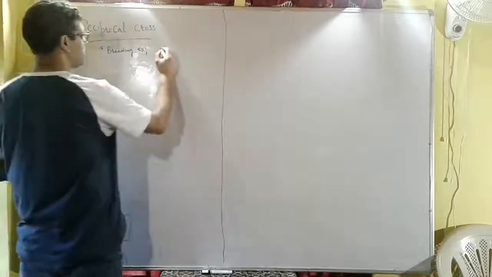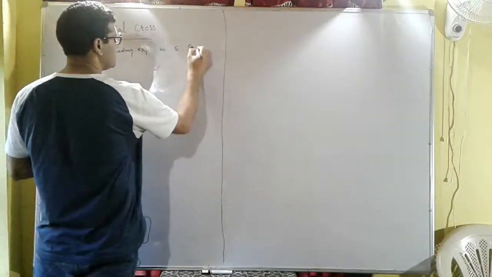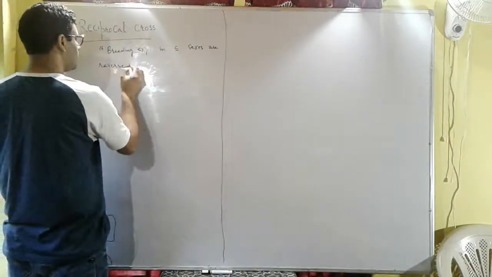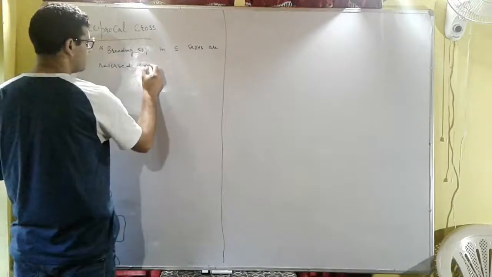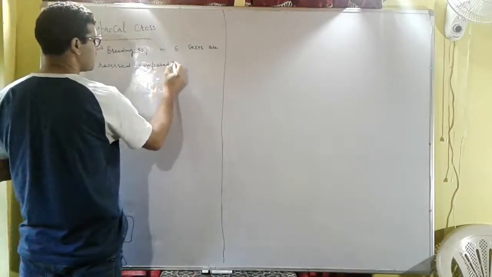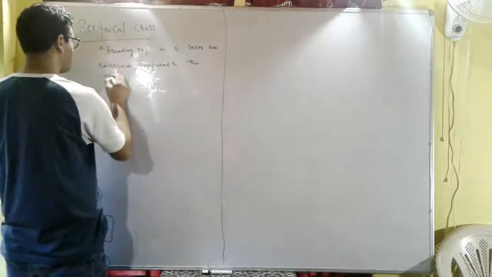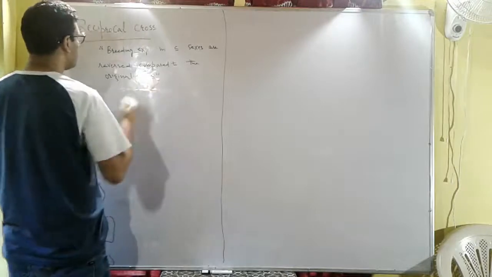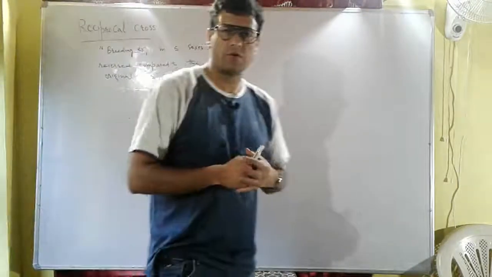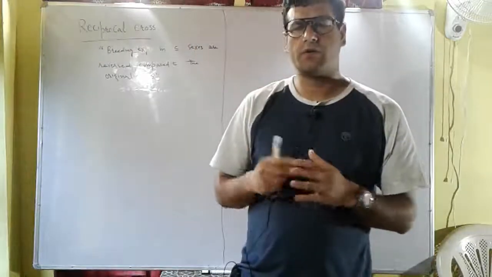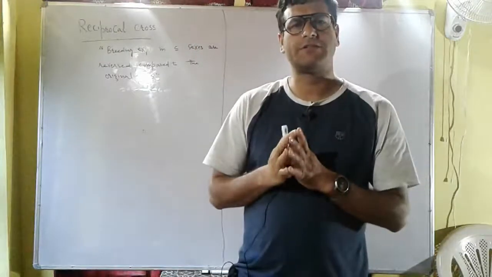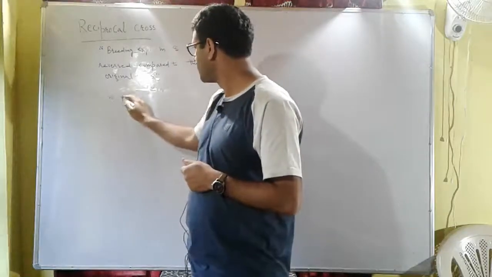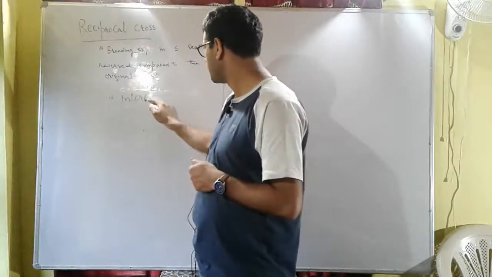Reciprocal cross, a breeding experiment in which sexes are reversed compared to the original cross. So a reciprocal cross is simply a breeding experiment where interchange of sexes takes place. So in a reciprocal cross, what happens? Interchange of sexes takes place.